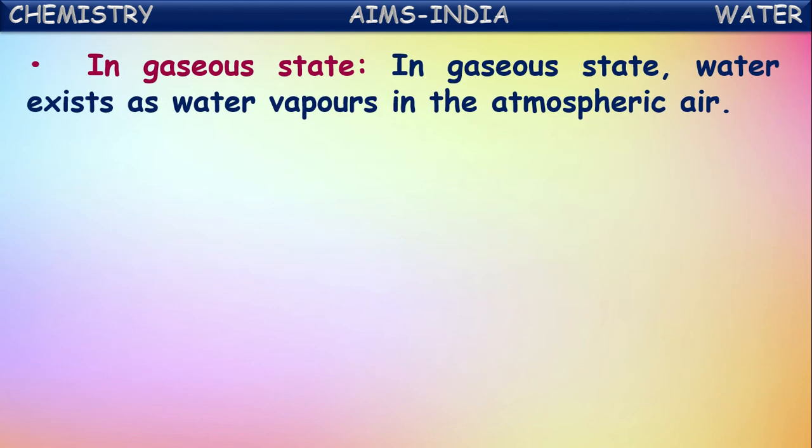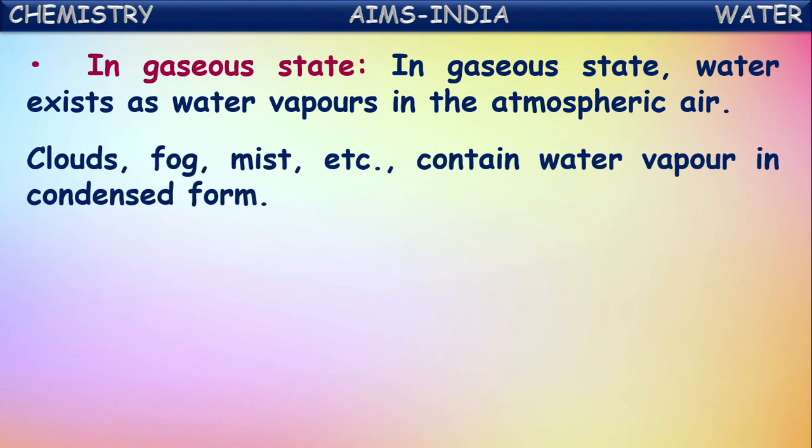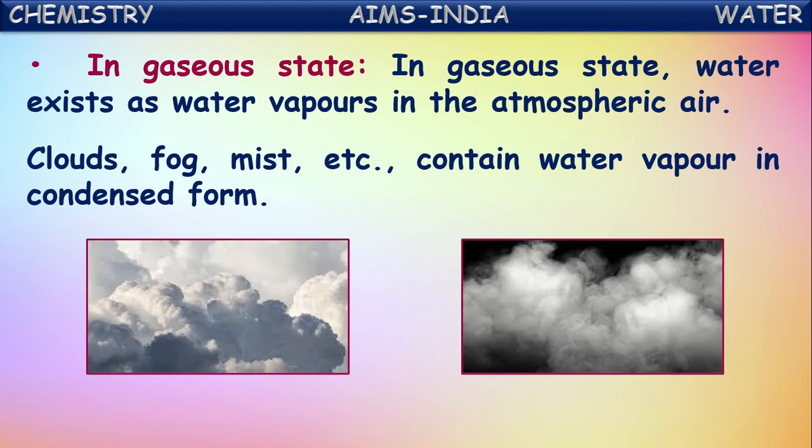Next, the gaseous state of water. In the gaseous state, water exists as water vapor in the atmosphere. The water vapor that exists in the atmosphere is called humidity. The same water vapor is also available in the form of clouds and mist. Clouds, fog, mist, moisture, humidity, etc. all contain water vapor in condensed form. These are the different forms of water.